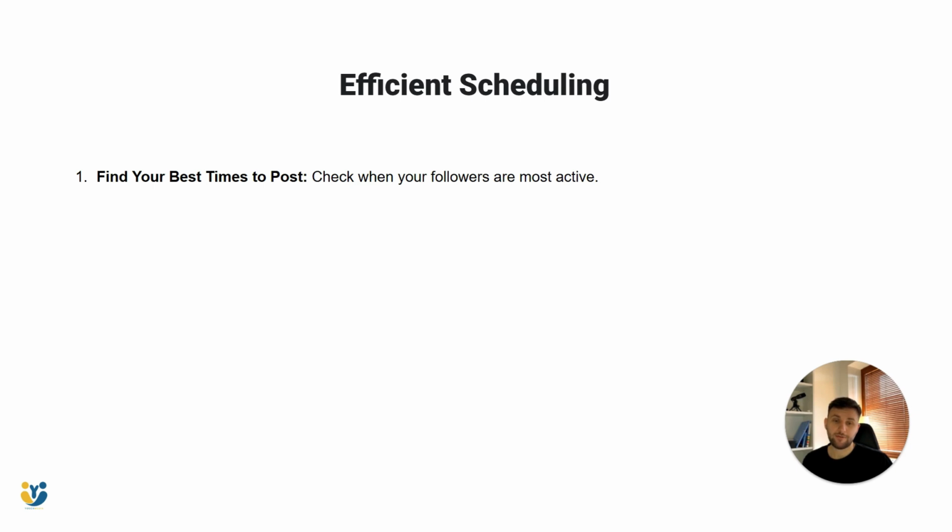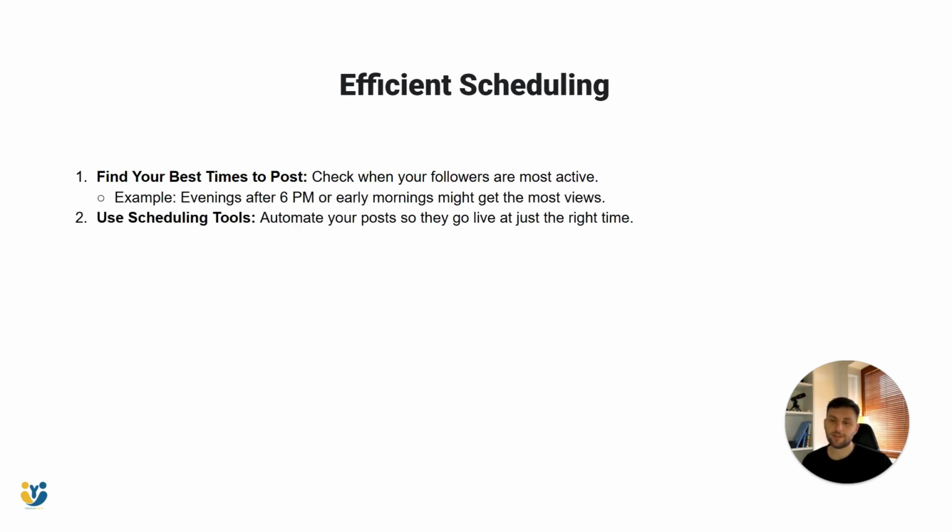Now, how to be efficient when it comes down to scheduling. So find your best times to post. You do this simply by checking when your followers are most active, which, by the way, we covered in the previous lesson. Use scheduling tools, right? So automate your posts so they go live at the right time. Tools like Meta Business Suite or third-party apps. And I've already shown you, you can schedule your post very simply in the Meta Business Suite, right?